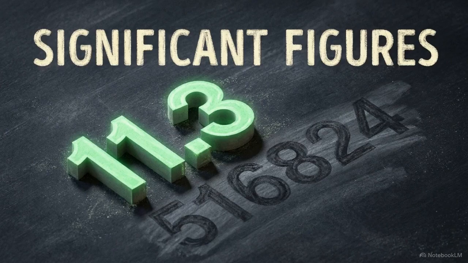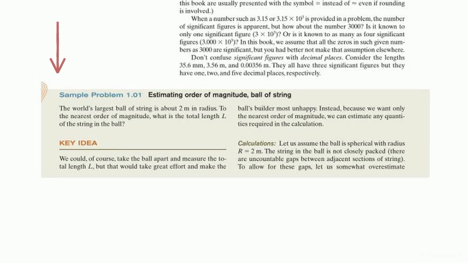Significant figures dictate the honest limits of a reported measurement. They override whatever intermediate decimal places pop up on your screen along the way. Looking at sample problem 1.01 from the text, we face a different challenge. Sometimes exact numbers are impossible to find.